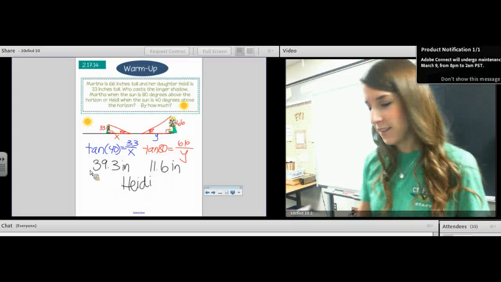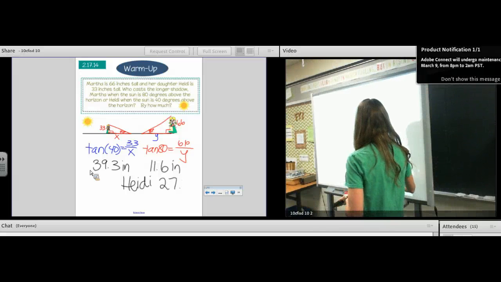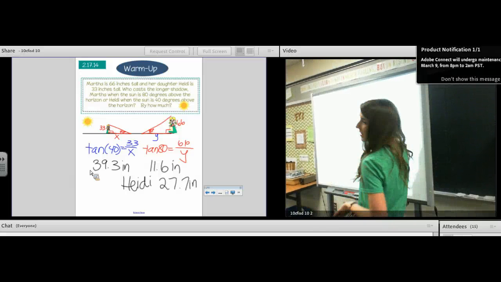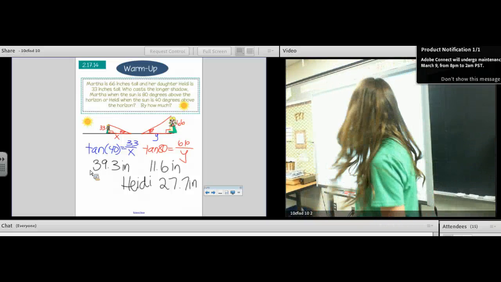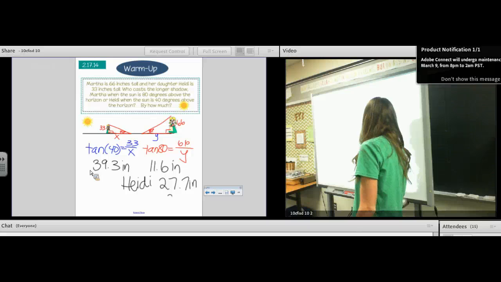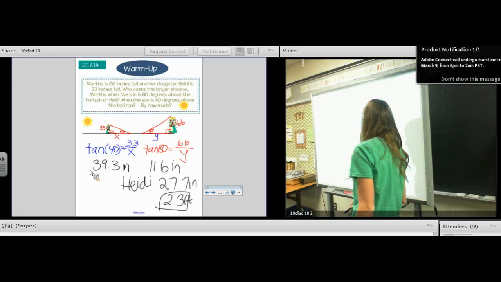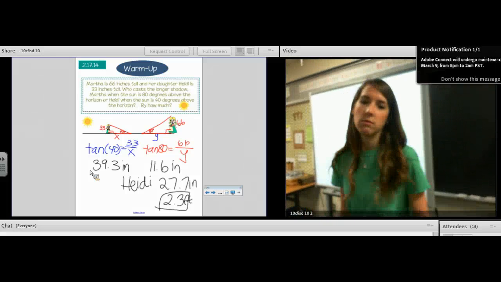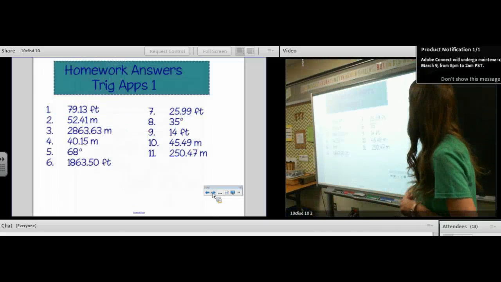I'll type it, or I'll write it. So the difference is 27.7 inches, or it's always good to convert back and forth between our different units. So if my answer was that, I would put it in feet because feet makes more sense. Their shadows are 2.3 feet different.